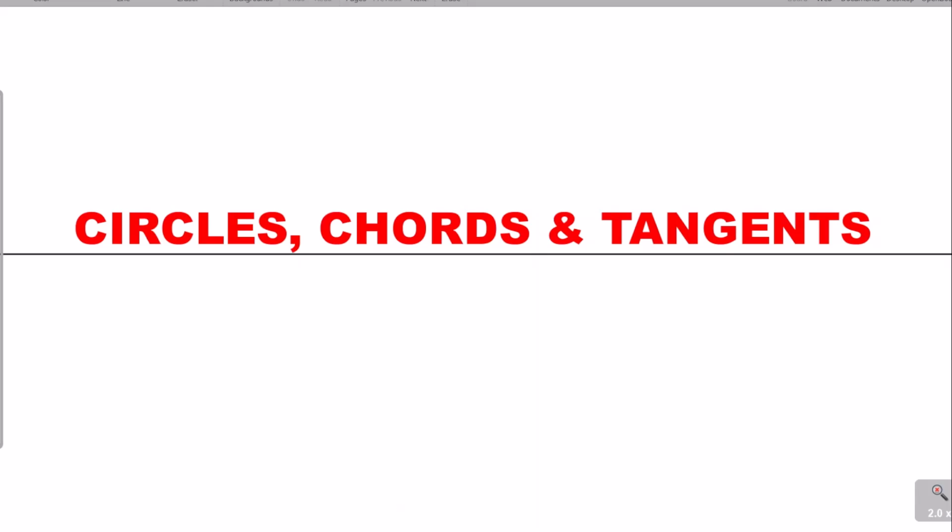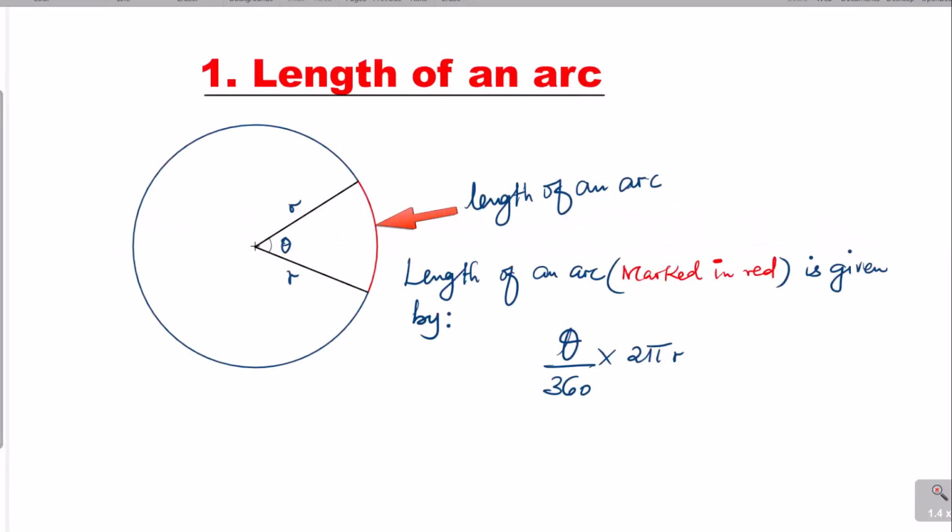Circles, chords, and tangents. Let's go through some of the properties of circles, chords, and tangents, as well as some of the angle properties involving circles, chords, and tangents.